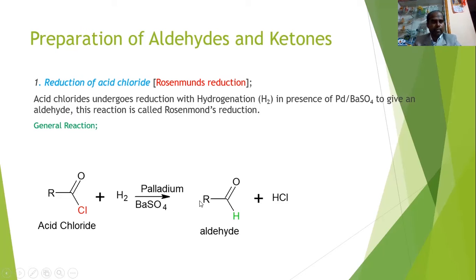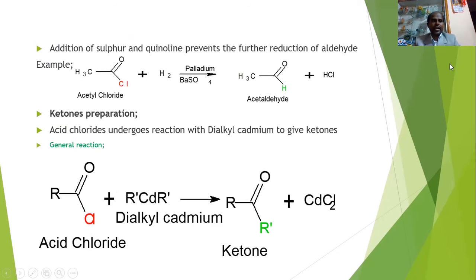So let's take a particular example in the next slide. This is CH3COCl. This is called acetyl chloride. Acetyl chloride, when it is treated with hydrogen in presence of palladium or barium sulfate, gives acetaldehyde. This is an example of Rosenmund's reduction.